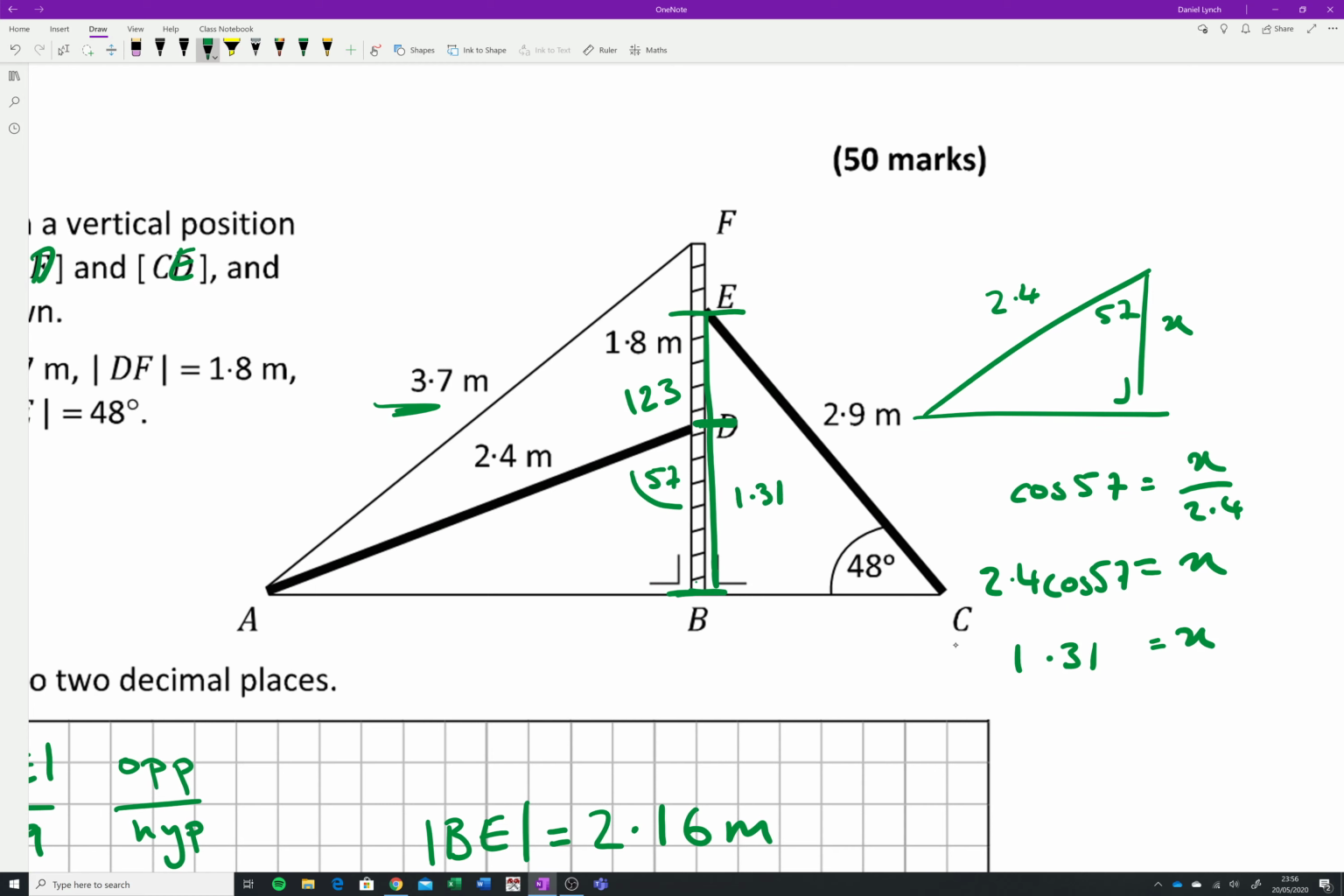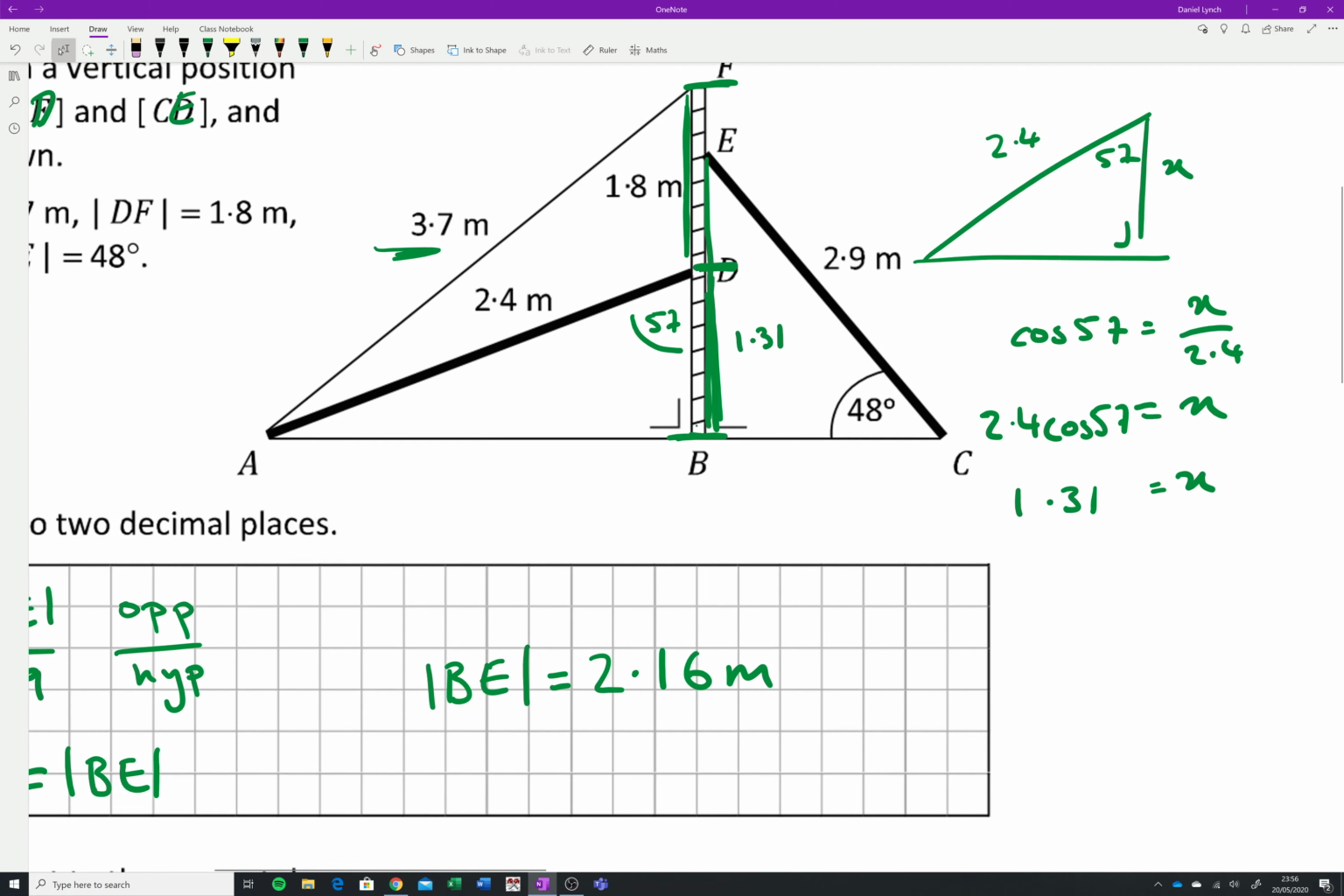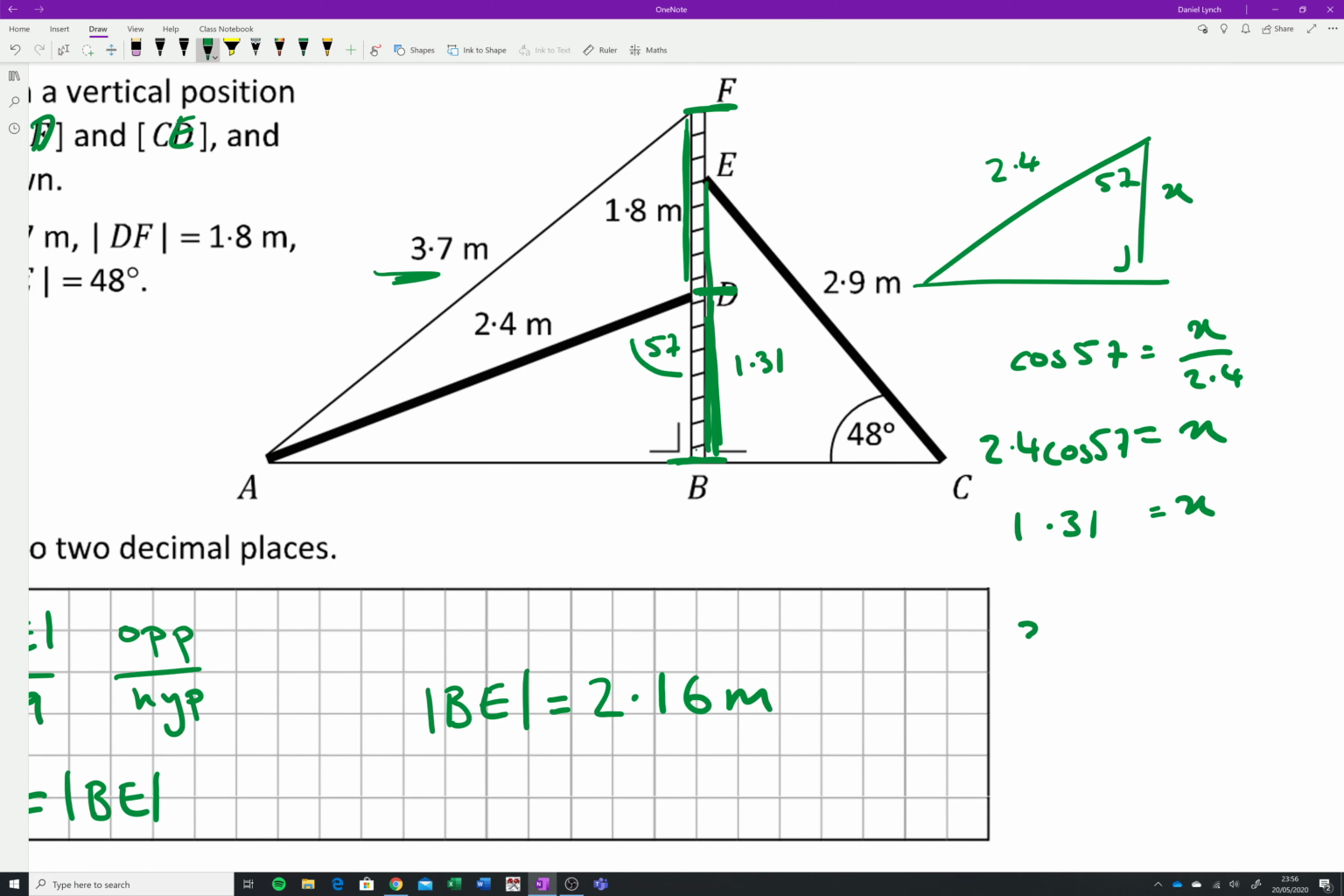Okay, so now if we have a quick think about this, what do we now know? We now know the whole thing. We know that the whole thing is made up of 1.31 to get to there and a further 1.8. So to go from B all the way to F, it's just going to be 1.31 plus 1.8. So the length of the whole mast is 3.11. Okay, that's 1.31 plus 1.8.